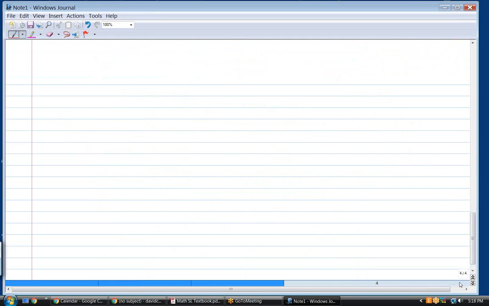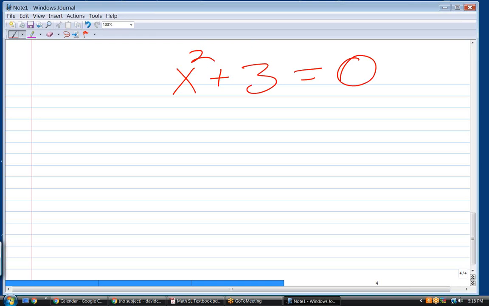Now, imaginary numbers come up when you're solving equations like this. Obviously, x squared is always going to be positive, right? Well, if I add a positive number to a positive number, I can't get 0. So this is only going to have imaginary solutions. And I'm going to solve it this way.